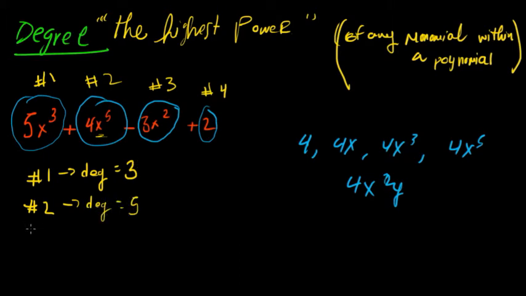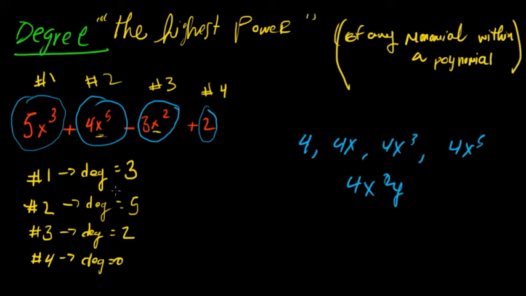Okay. Now number 3 has a degree of what? Well, x squared. So we're looking at the degree of being what? 2. And 4, of course, has a degree of 0 because it's a constant term. Okay. Well, what is the largest degree here? Well, of course, ding, ding, ding, it's 5.